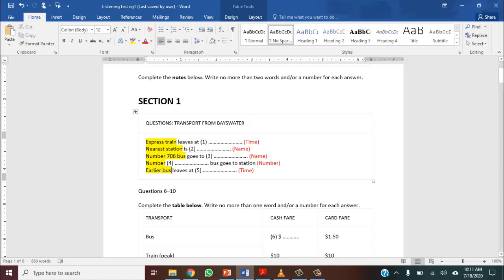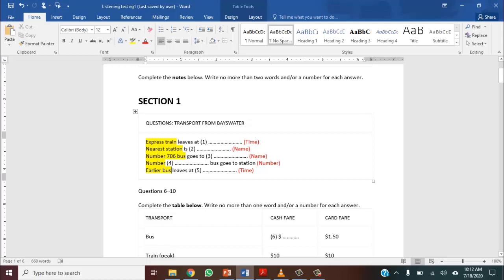Now I would like you to predict what sort of answers we are getting. Question number 1 says express train leaves at. This must be a time. So you must listen carefully for a time to be announced. The second question says that the nearest station is dash. Answer 2 must be the name of a station. Question number 3 says that number 706 bus goes to dash. This also must be the name of some place or a station or a street.